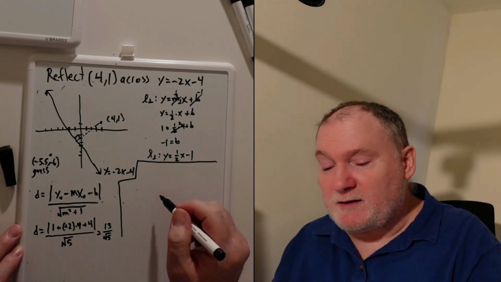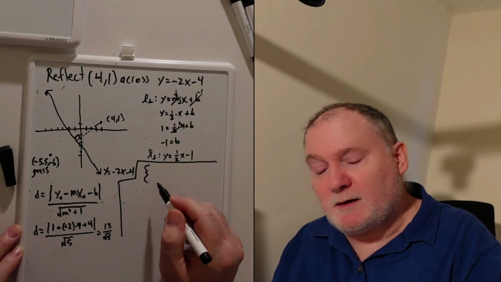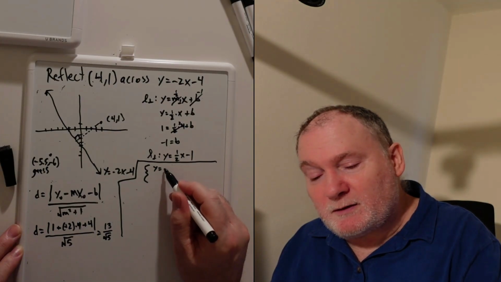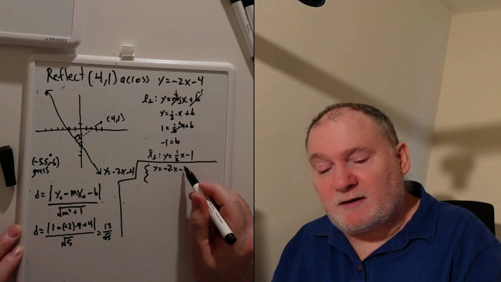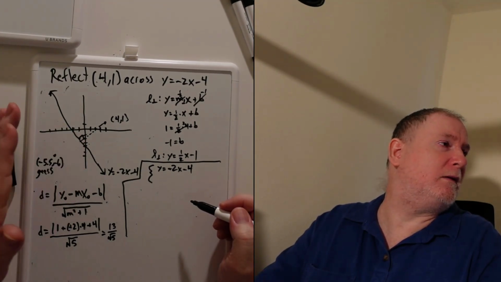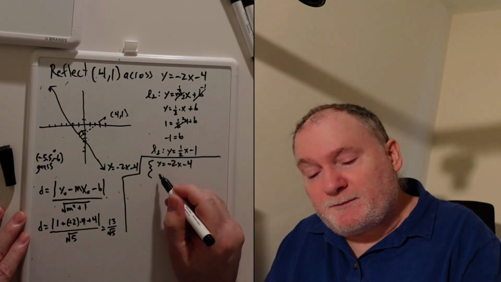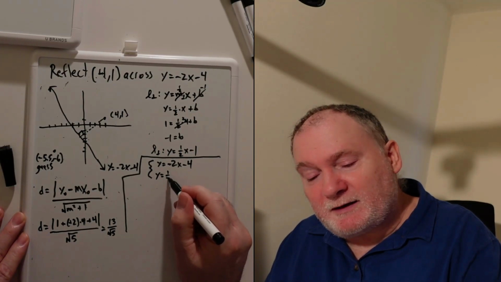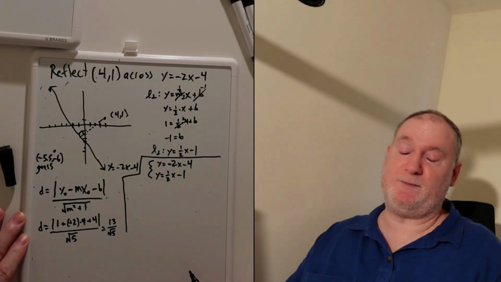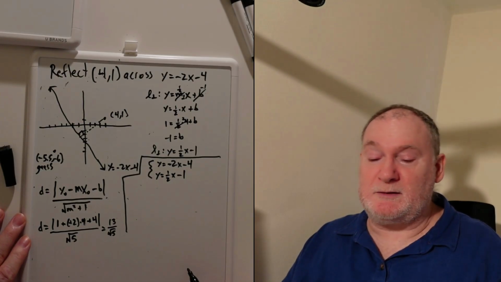All right, the next thing we want to do is to set up a system of equations. So the first one will be the given one. Y is equal to -2x minus 4. All right, still looking good. All right, and the other line is y is equal to 1/2 x minus 1. So we need to solve this for x, y, an ordered pair.